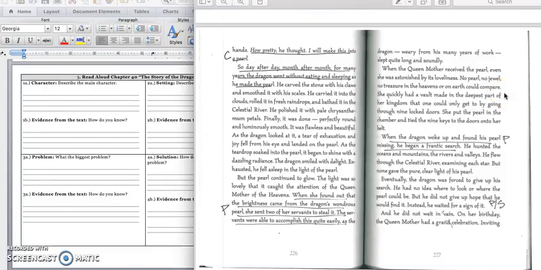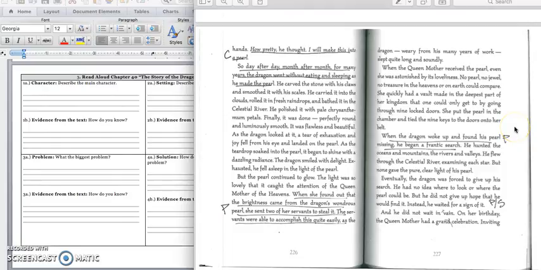When the Queen Mother received the pearl, even she was astonished by its loveliness. No pearl, no jewel, no treasure in the heavens or on earth can compare. She quickly had a vault made in the deepest part of her kingdom that one could only get to by going through 9 locked doors. She put the pearl in the chamber and tied the 9 keys to the doors onto her belt.